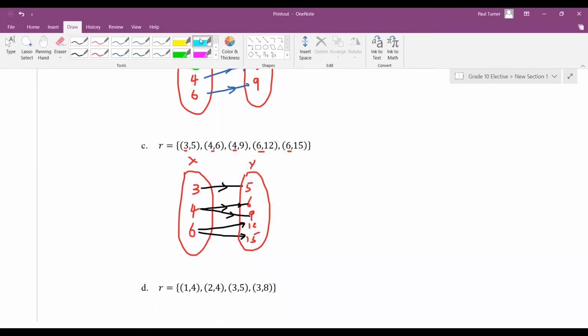Anyone? What do we call it? It's not 1 to 1, is it? But you can see you've got 1 to many here. You've got 1 to many, and also this one as well. 1 to many. Many being more than 1. So this is 1 to many mapping.